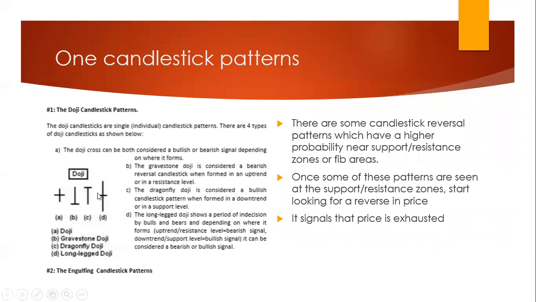So price opens and closes at the same given price. However, the highest price was maybe 4 or 5 pips higher, and the lowest price was probably the same thing, right? So the main attribute within dojis is that price has to open and close within that same area, right?